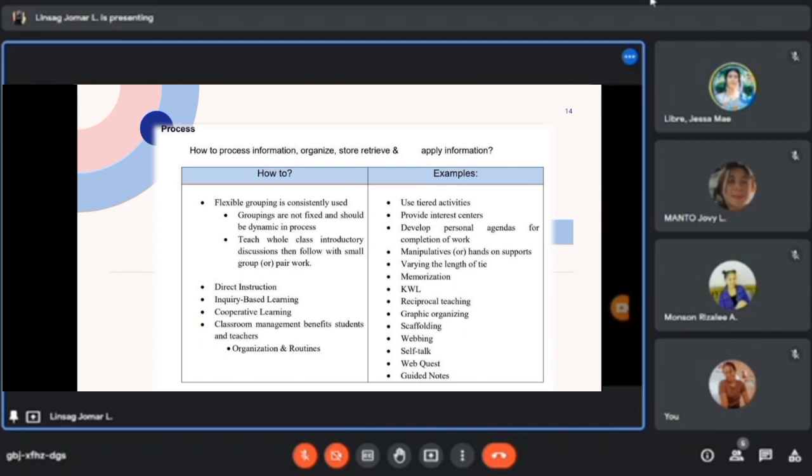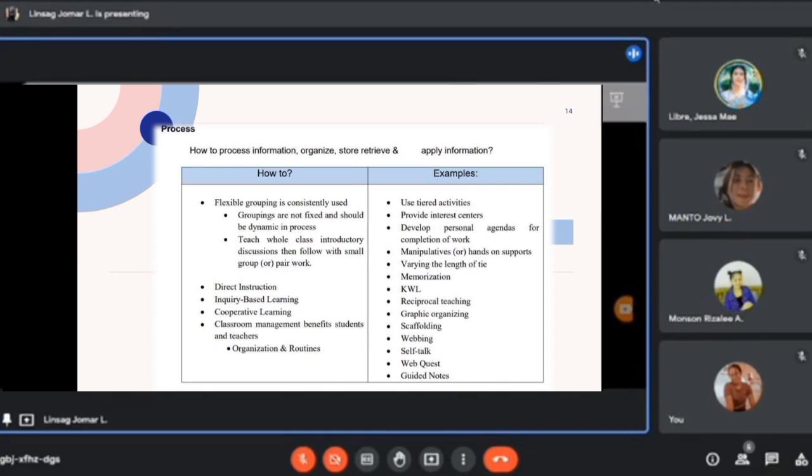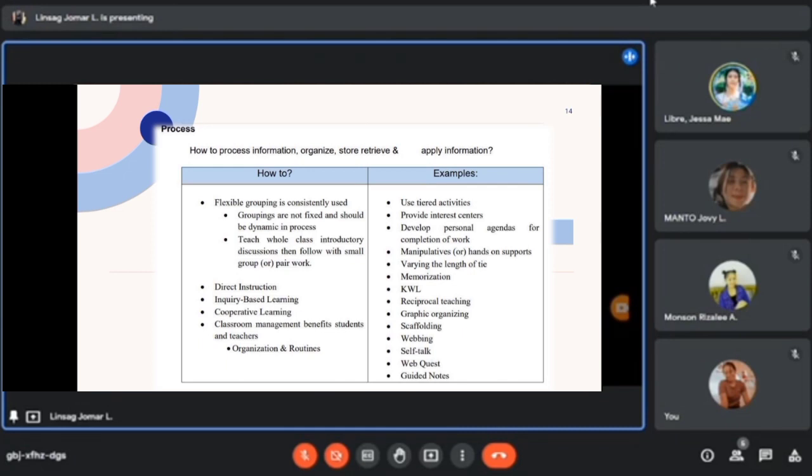So, for example, use tiered activities, provide interest centers, develop personal agendas for completion of work, manipulatives or hands-on support, varying the length of time, memorization, KWL, reciprocal teaching, graphic organizing, scaffolding, webbing, self-talk, web quiz, and guided notes. So those are the examples of process.